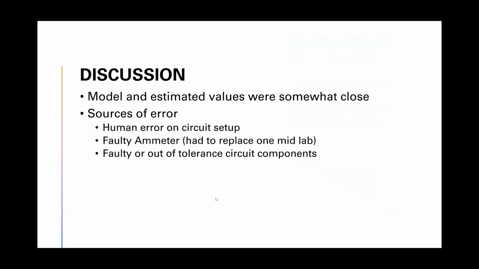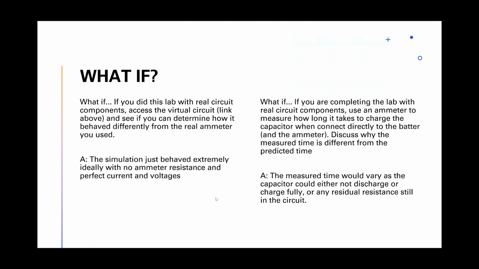Our discussion: our model and estimated values were somewhat close. Some sources of error could be human error on the circuit setup, a faulty emitter or ammeter, which we actually had to replace one mid-lab. So our second part of our experiment came out much nicer than our first. And fault due to out-of-tolerance circuit components, things like wires having some resistance where they shouldn't, ammeters, or just bad resistors.